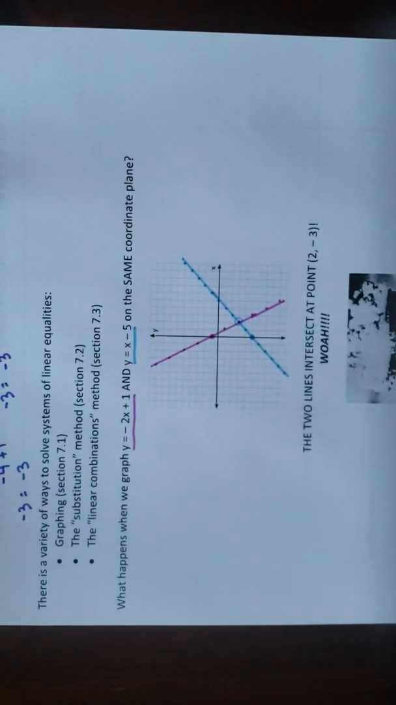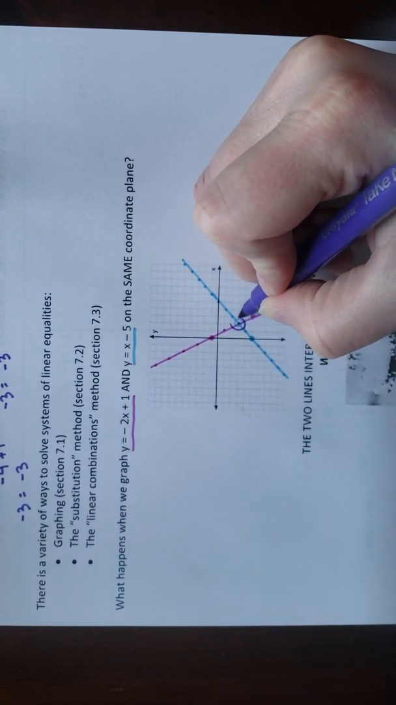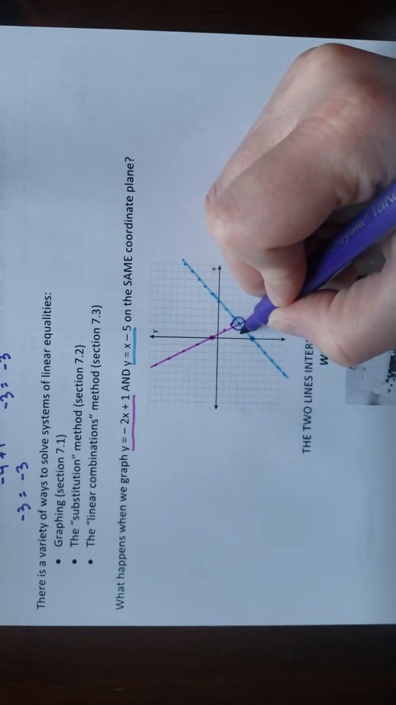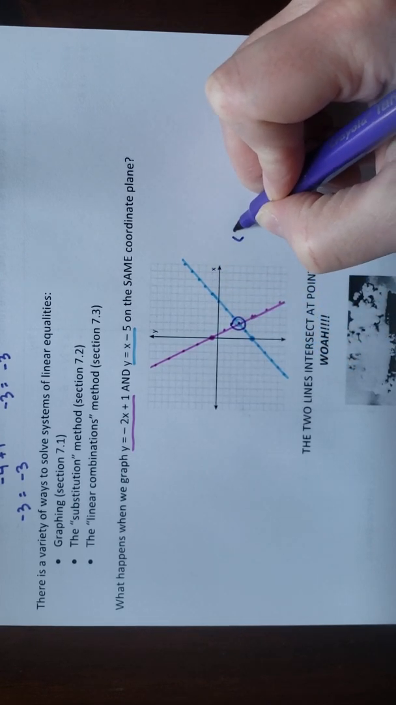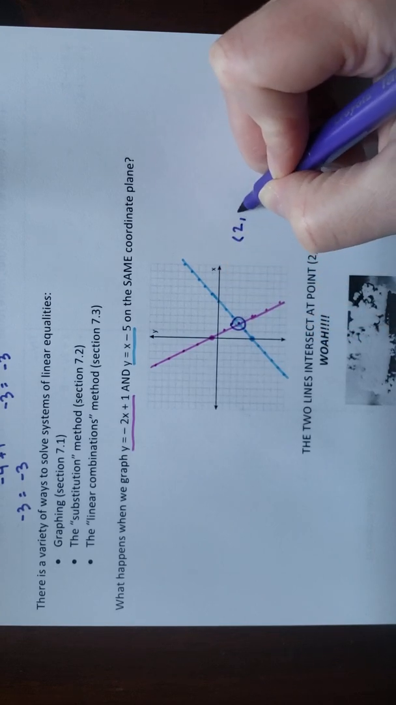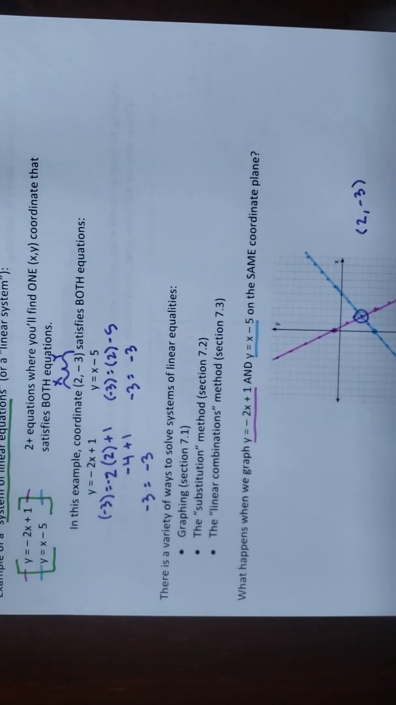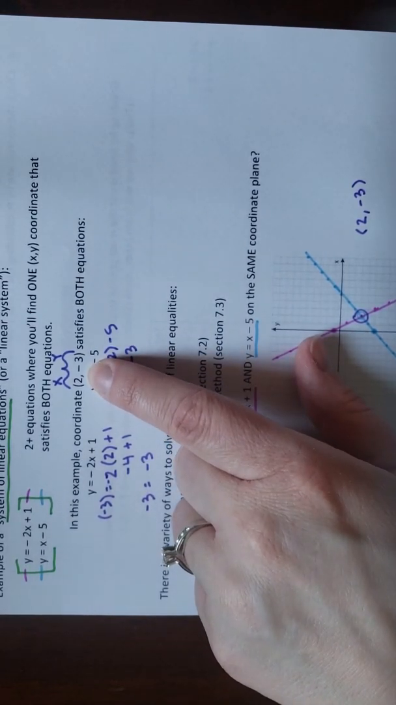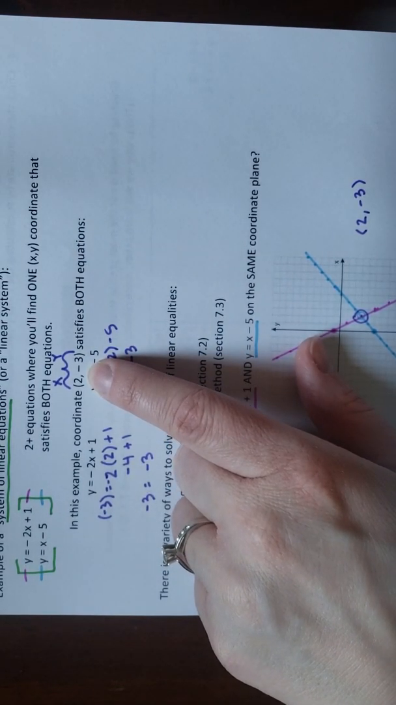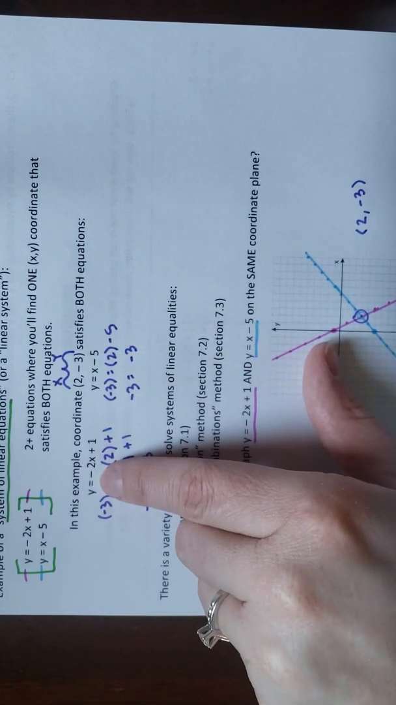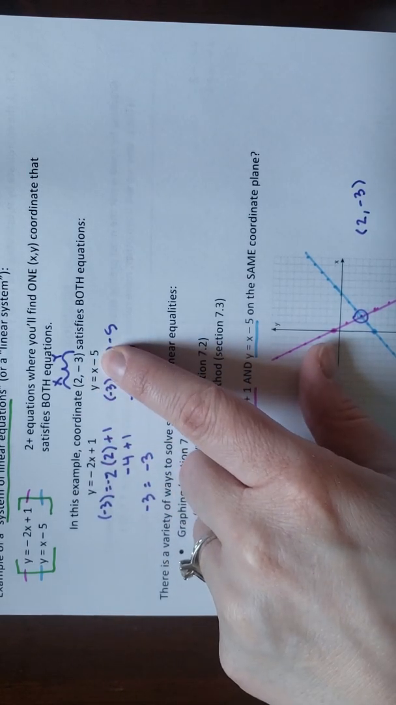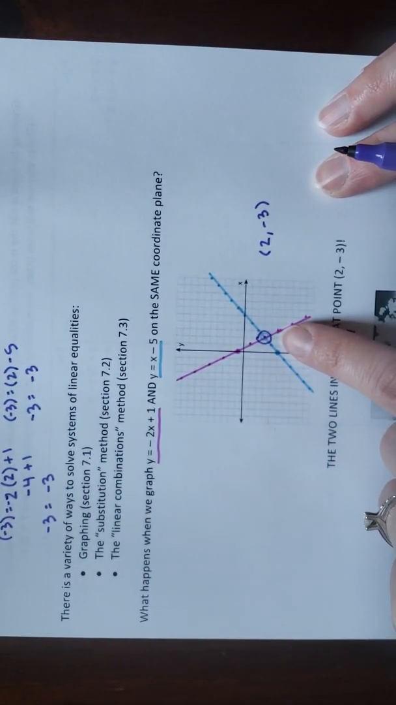Okay. So let's see if there's anything significant about this collision. Well, what point is it at? 2 to the right and 3 down. But wait. That's what we said the answer was before. Oh, if this point is on this equation and it's on this equation, that's where the 2 lines cross.